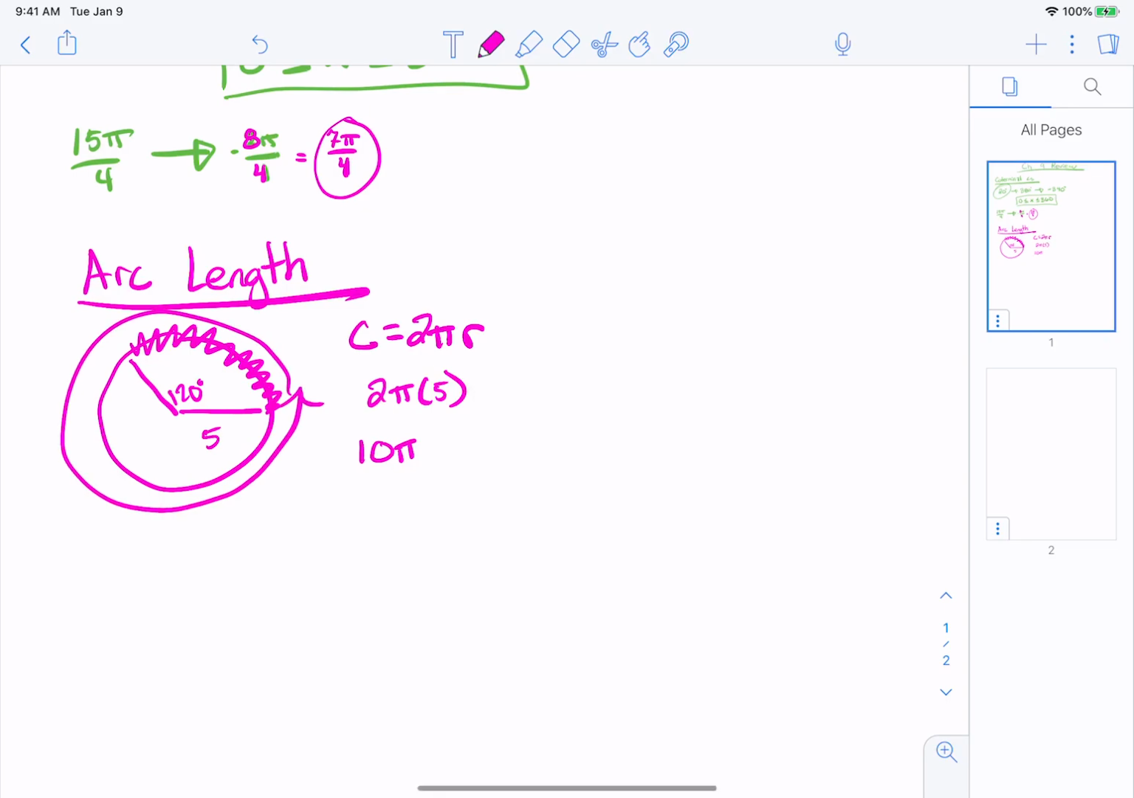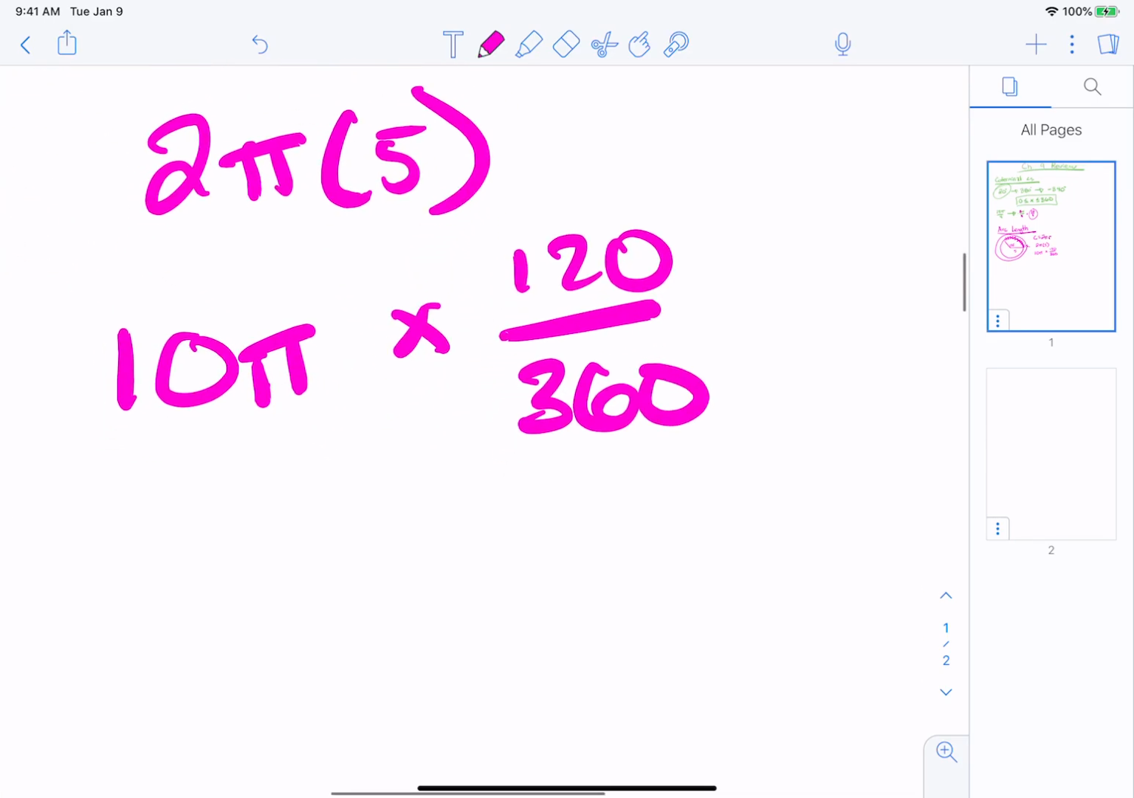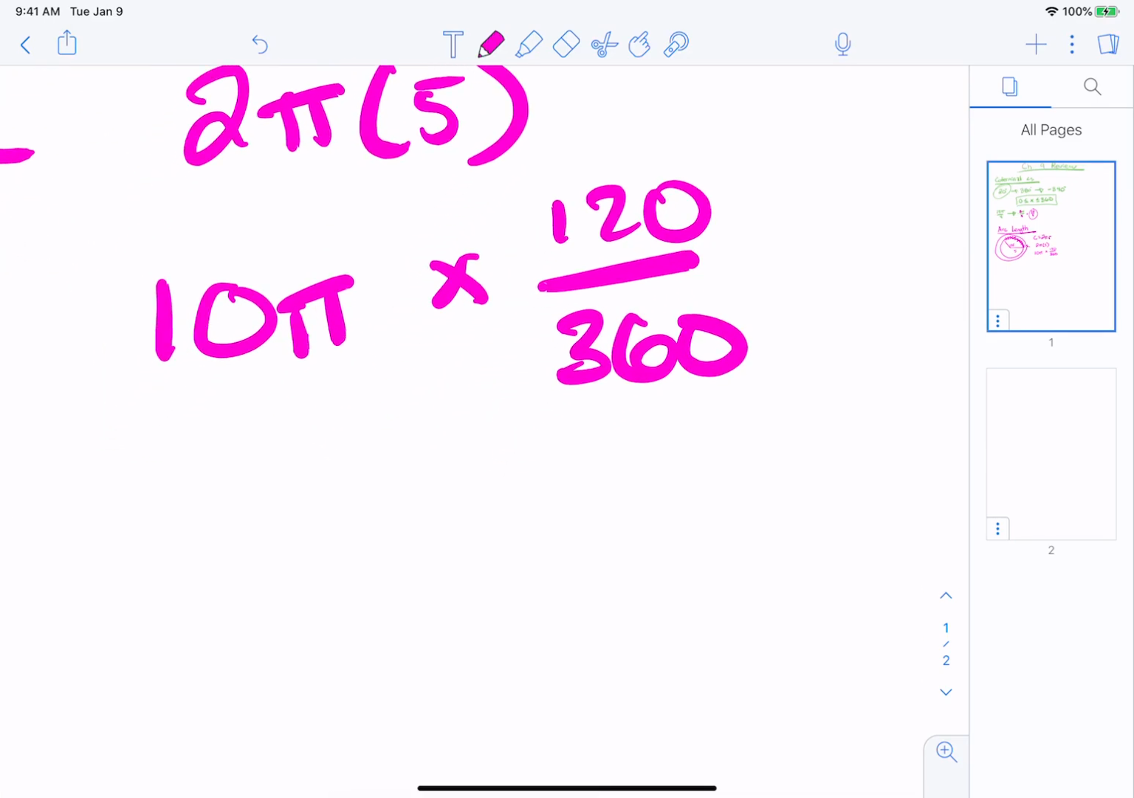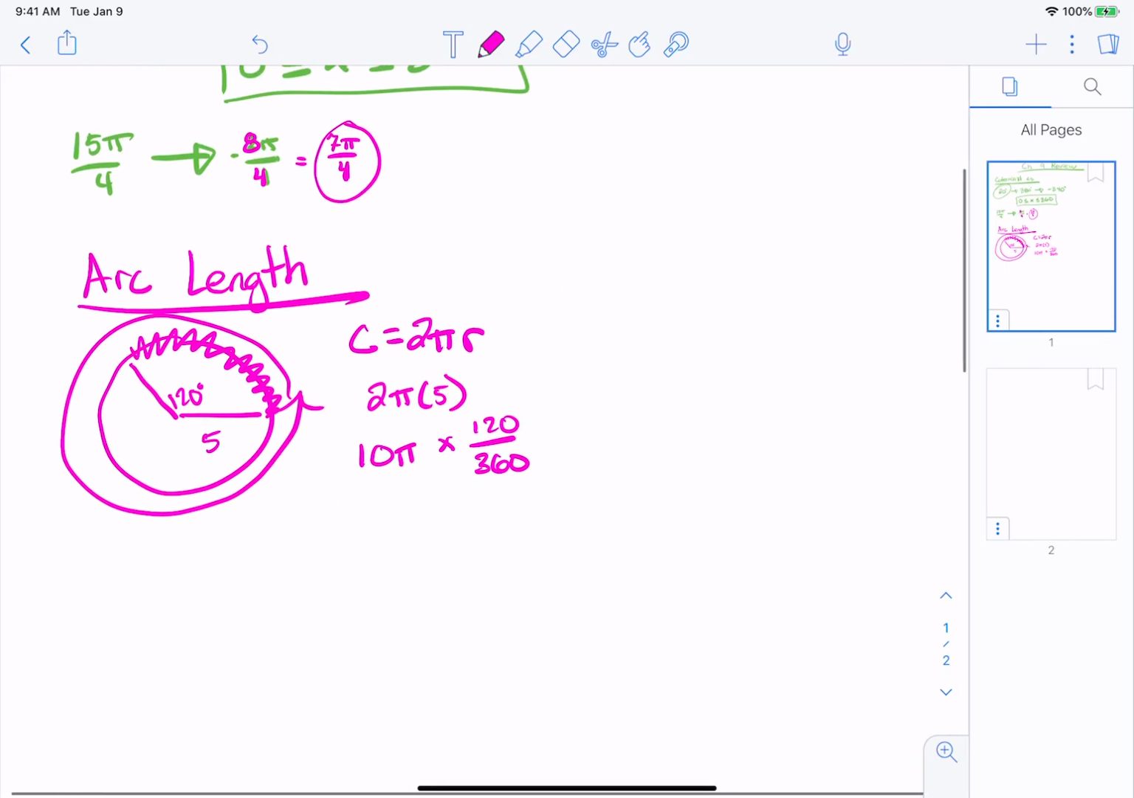10 pi times 1/3. But I'm only asking for 120 degrees out of it. So I take it times 120 out of 360, which is 1/3, right, if you want to reduce. Or you can just do 120 over 360. Does that make sense? Confusing? Okay. You just want that part. I only want that fraction of the circle. So I only want 120 degrees out of 360.